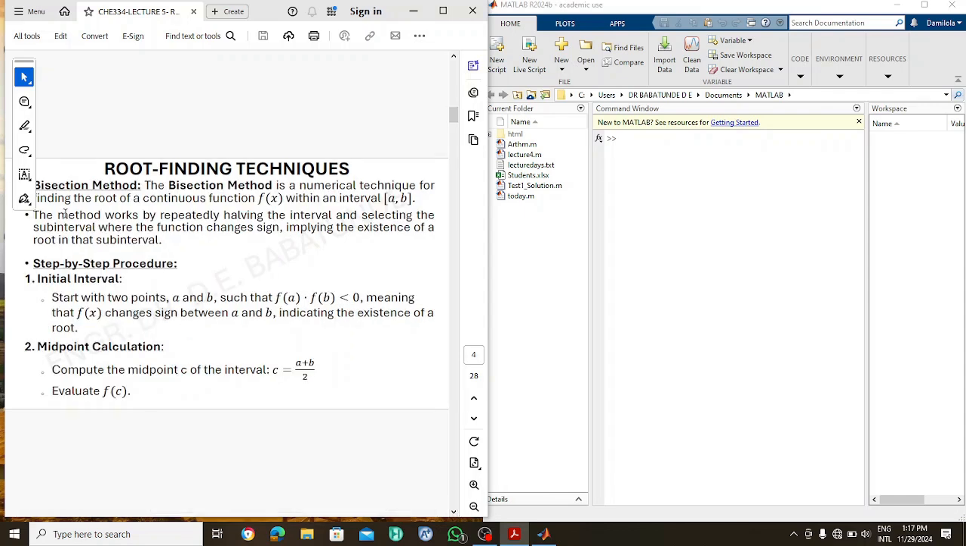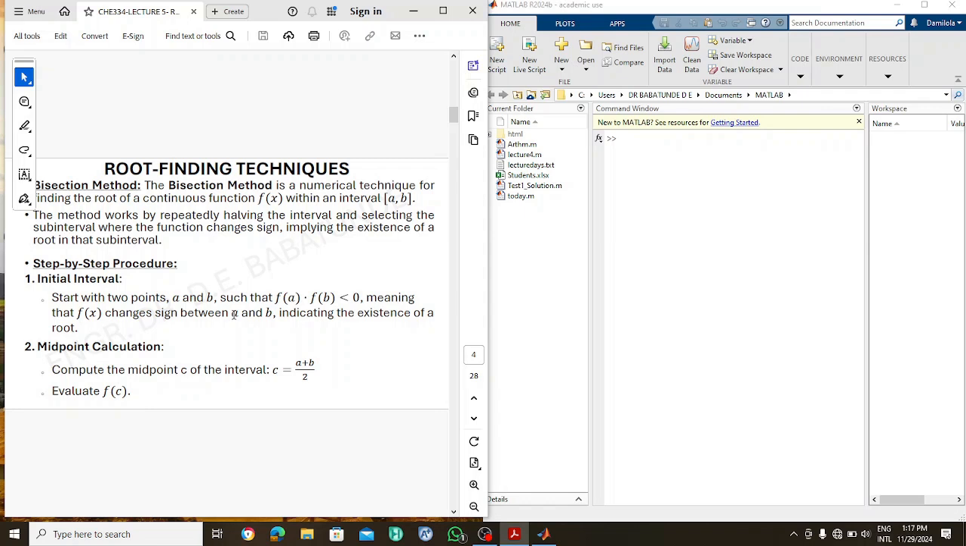Then we also have the bisection method. Bisection method. So what does it require? You have a function and you are evaluating that function over an interval. The interval here is a and b. So you are speculating that the root of that function is between the interval a and b.